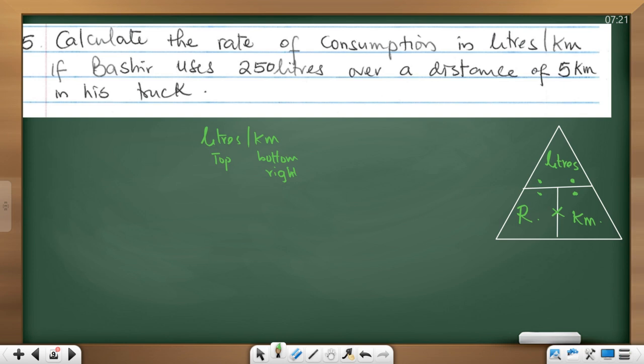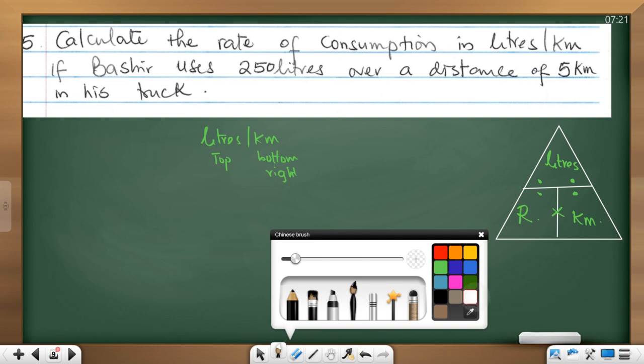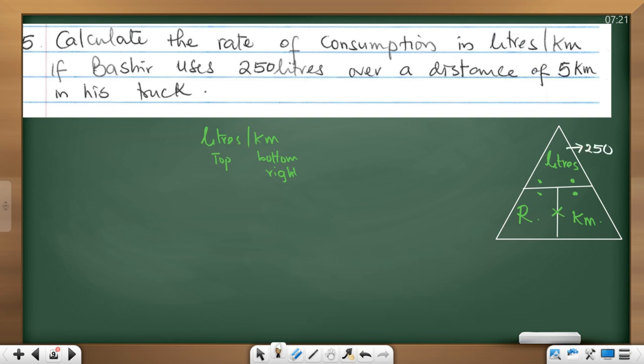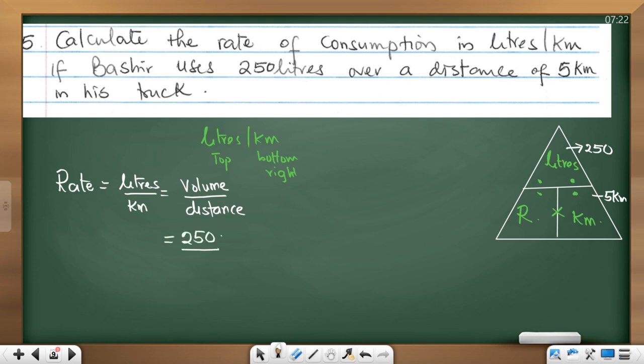If Bashir uses 250 liters over a distance of 5 kilometers, I would come here and say the rate, which is liters per, which is over. Basically I am saying volume, because we measure that in liters, over the distance. What is the volume? 250. And what's the distance? 5. How many times will 5 go in 25? It is 50. But write your unit. It is 50 liters per kilometer.